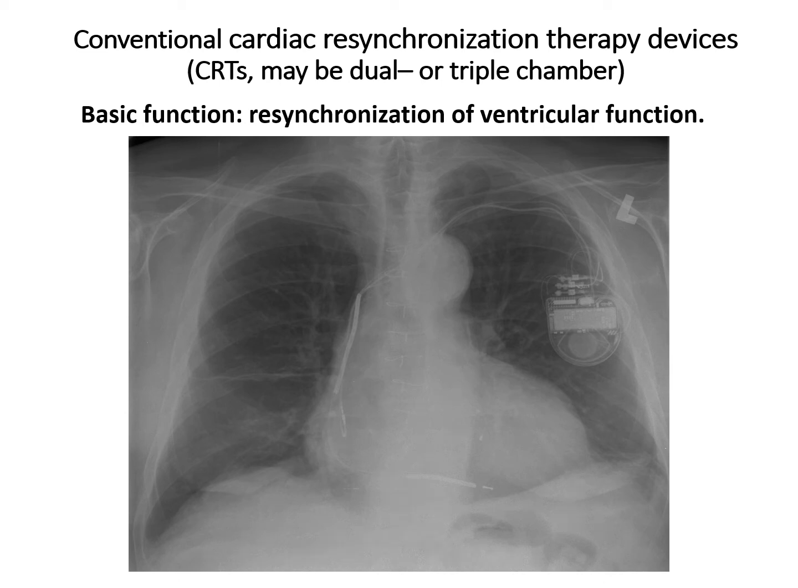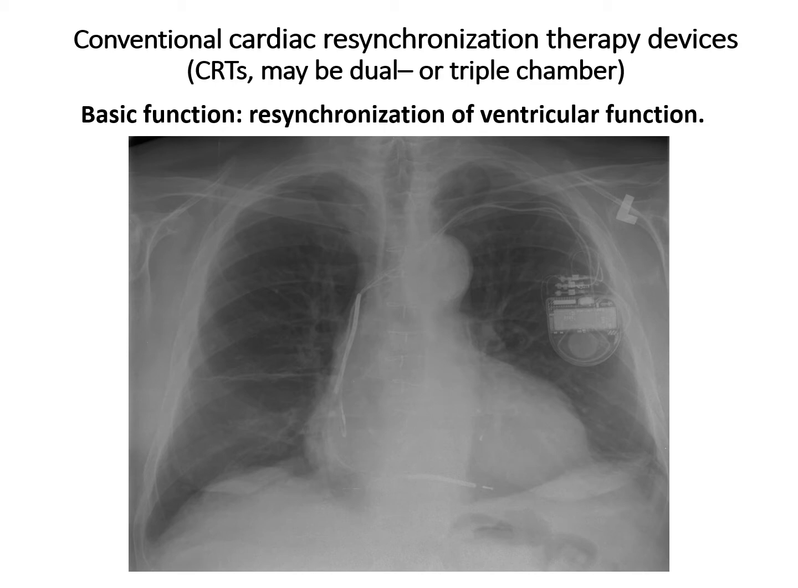The basic function of cardiac resynchronization therapy devices is the resynchronization of ventricular function. A characteristic feature of classic CRT devices is the presence of a left ventricular lead in addition to the right ventricular lead. The left ventricular lead is conventionally inserted through the coronary sinus into the venous system of the heart, usually in the posterolateral left ventricular region. The goal of ventricular resynchronization therapy is to achieve the percentage of biventricular pacing as close as possible to 100%.